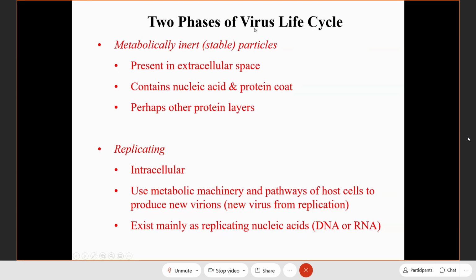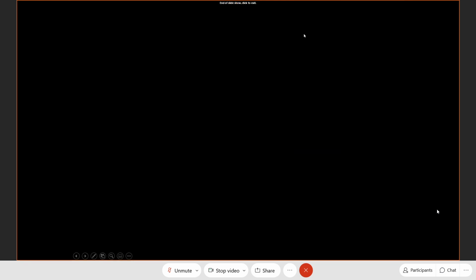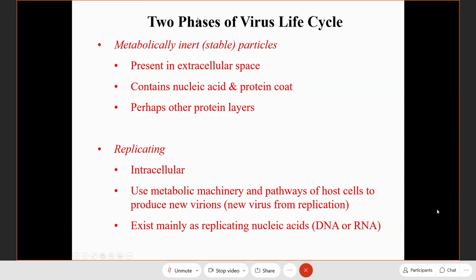So basically, there are two phases of the virus life cycle. One is as a particle, the other one is replication. These are the only two. If it is as a particle, they are present outside of the cell. We call it the extracellular space, because it's not our tissues inside our body. Between cells, there is a space. This is what we call the extracellular space.